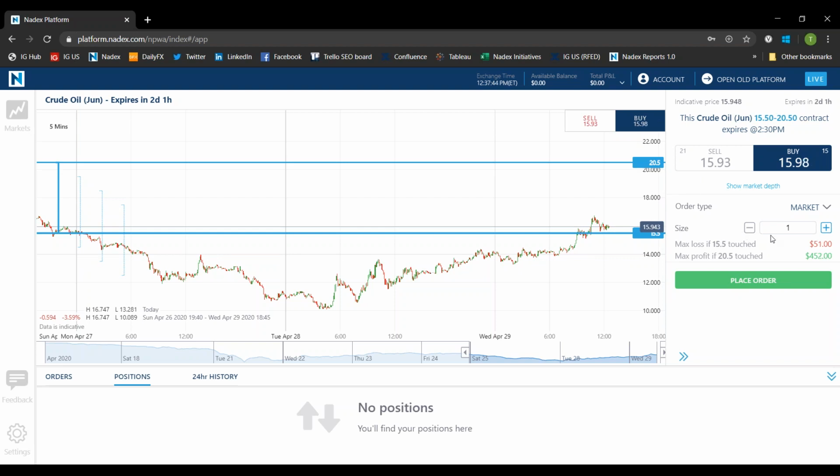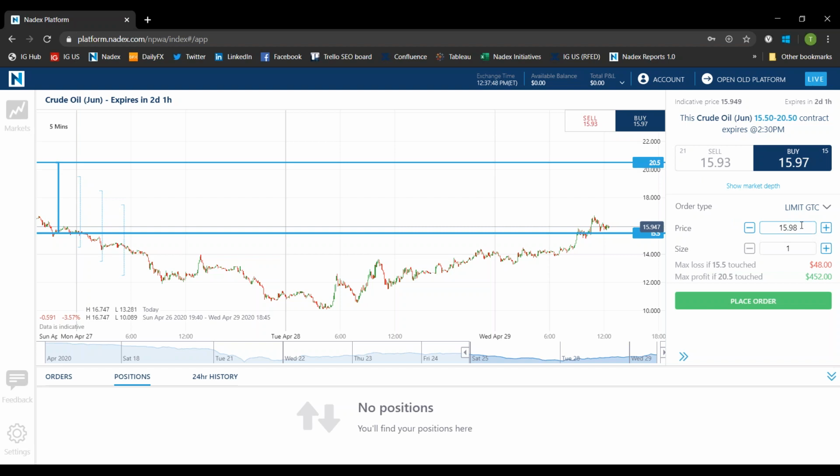If I were to buy one of these, I don't want to use market, I want to use limit. So let's just use 15.95. I like using nice round numbers. If I were to buy one at 15.95, if it went down to 15 and a half, that's only 45 ticks lower, I would be knocked out. I can't lose any more than $45.